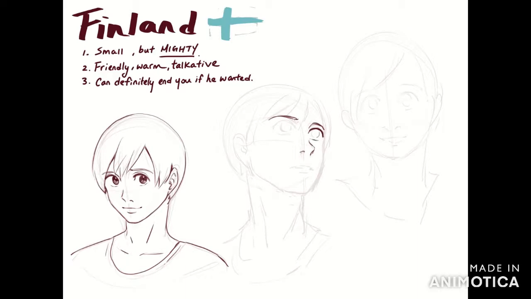As a character, though, I still really like him. I think he's really adorable. When I draw him, everything that I draw with Finland is round. His hair is round. His head is round. His eyes are round. His irises are definitely round, and his shoulders are also round.